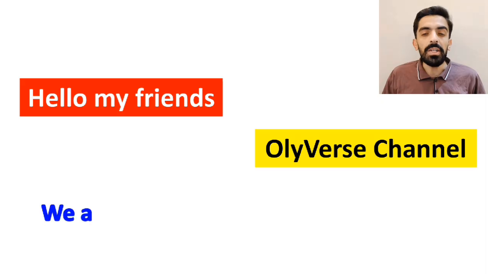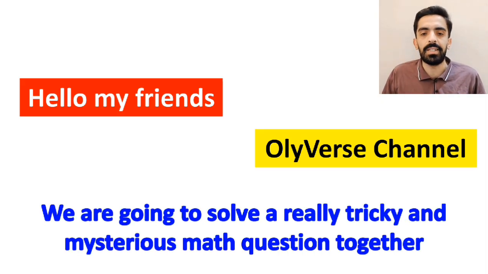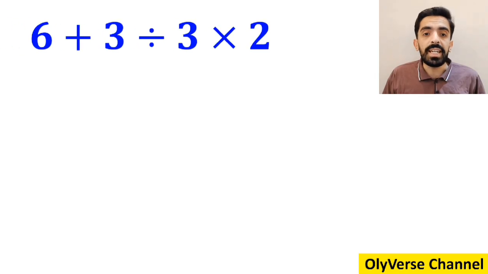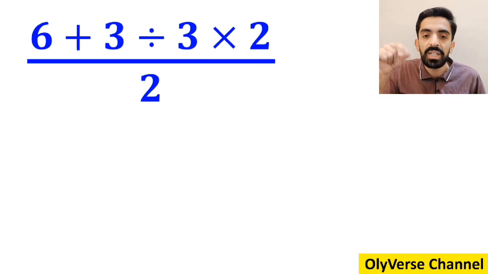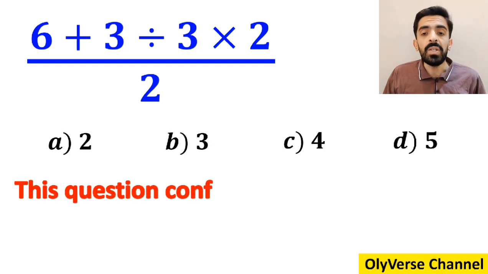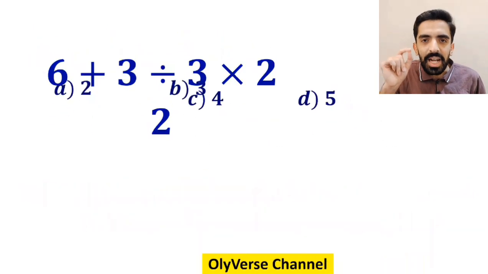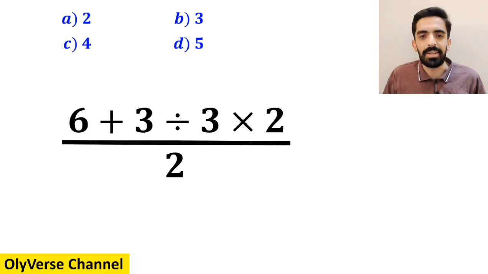In this video we are going to solve a really tricky and mysterious math question together. What is the value of the expression 6 plus 3 divided by 3 times 2 over 2? Which option do you think is the correct answer to this question? This question confused a lot of people and made them choose the wrong option. Let's dive in and break it down step by step together.